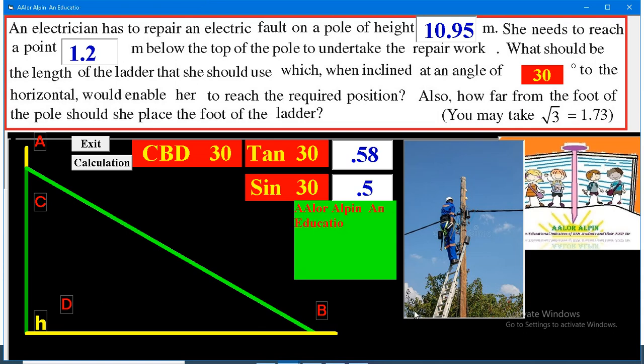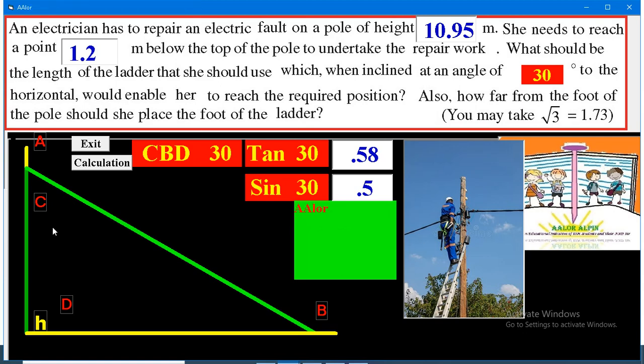Okay, here as you see the picture, an electrician is working. This is the height of the pole. From the base of the pole to this top is the height. That height is 10.95 meter. But the ladder is attached at this point only. So this distance is 1.2 meter. You can understand this distance is 1.2 meter. Where the ladder is touching the pole, this distance is 1.95 meter.